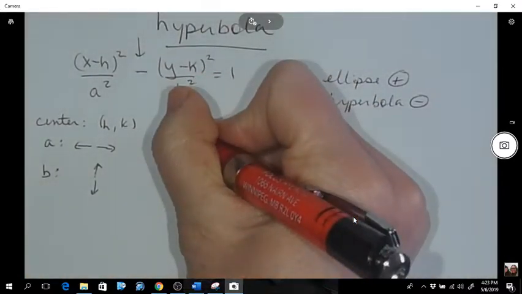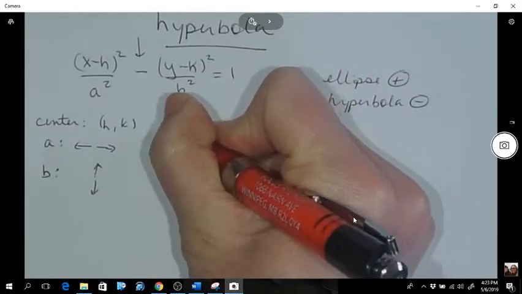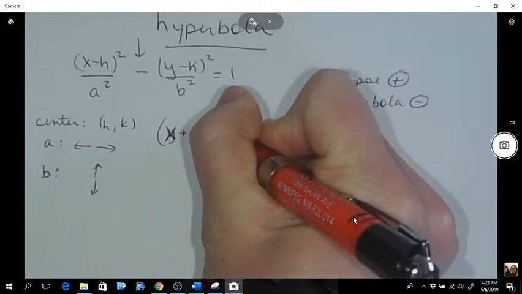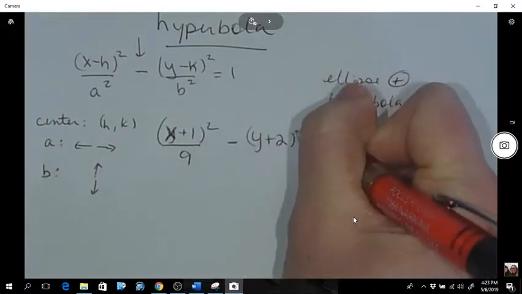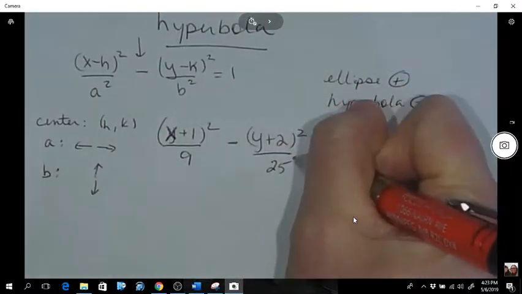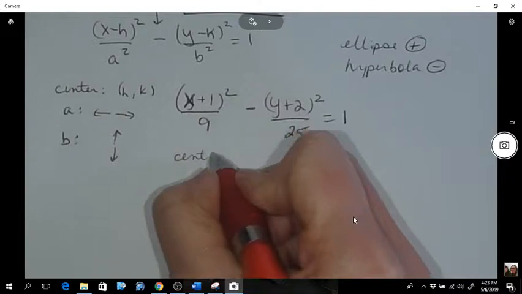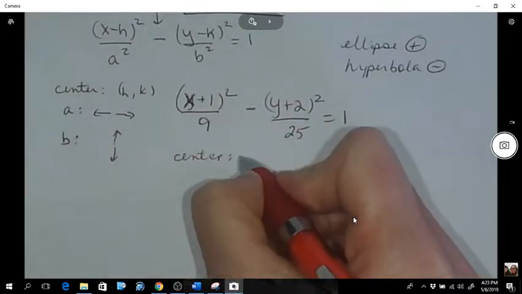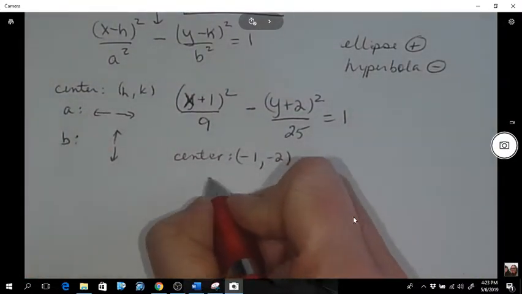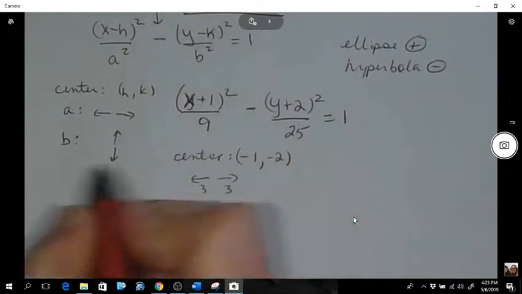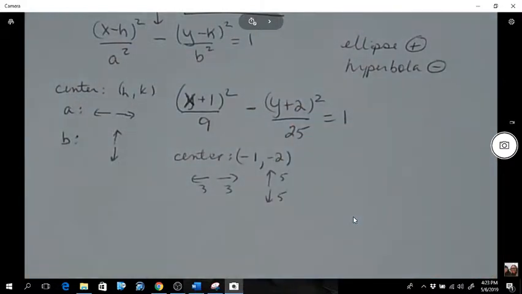So here's an example. Oops, sorry, I wanted to do an x there. (x + 1) squared over 9 subtract (y + 2) squared over 25 equals 1. Okay, so center, that's -1, -2, opposites. And from the center, we're going to move it 3 left and right, and we will go 5 up and down from our center.